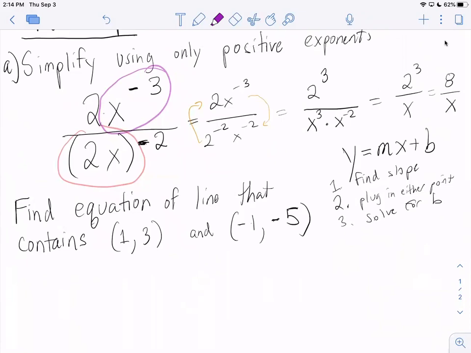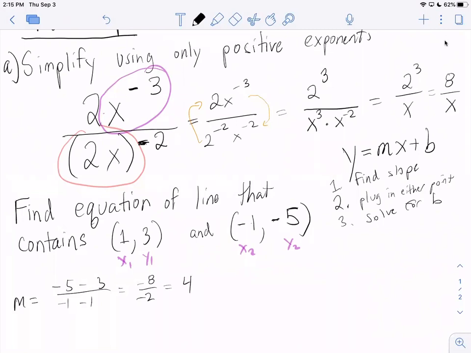I can. Yeah, thank you, Amy. So first what I did is I labeled the points, so x1, y1, x2, y2. And then I found the slope, so I did -5 minus 3 over -1 minus 1. And I got -8 over -2, which just simplifies to 4. Oh yes, nice, very good.